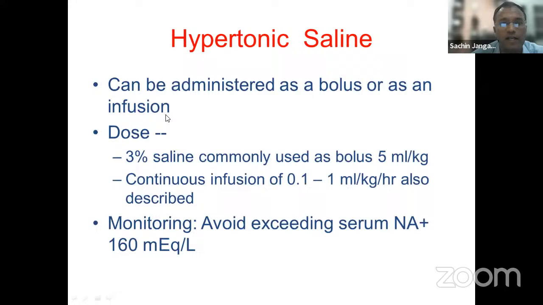The advantage of hypertonic saline is that it can be administered as a bolus or as a continuous infusion also. The bolus dose is usually 5 ml per kg, followed by a continuous infusion of 0.1 to 1 ml per kg per hour. For this 3% NaCl, we need to monitor the serum sodium every 6 hours, and we should not let the serum sodium level exceed 160.